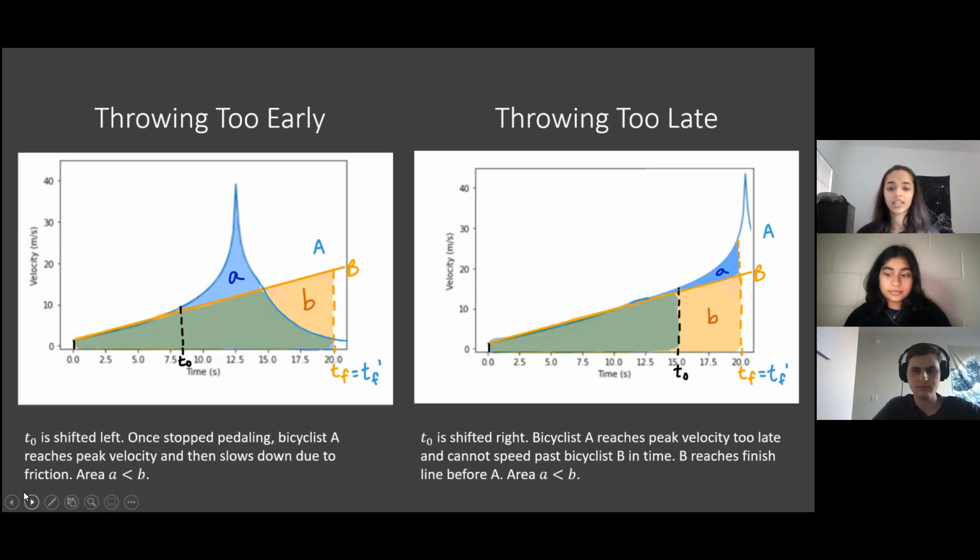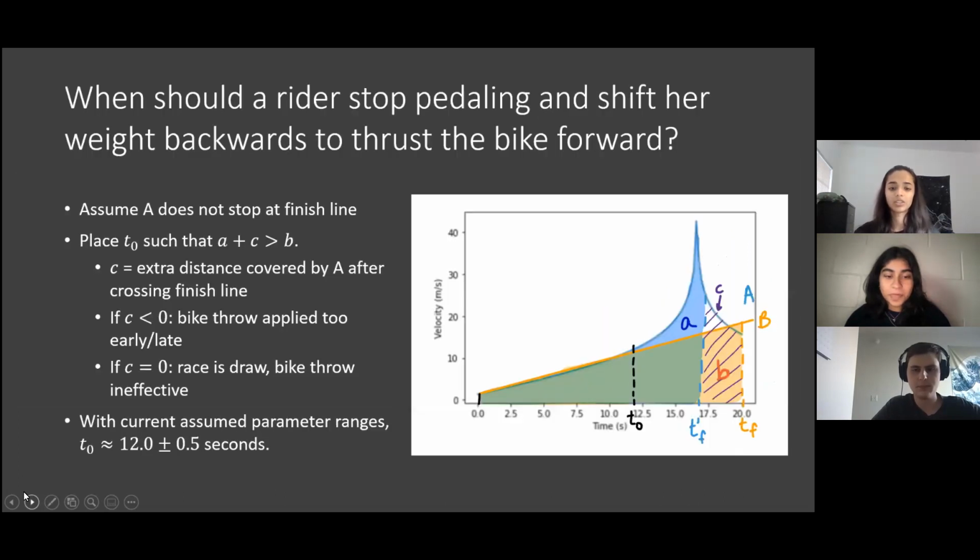In both cases, A is less than B, which means that the blue bicyclist will be unable to finish the distance before the orange bicyclist, bicyclist B, who does not do a bike throw. This will render the bike throw useless. So when should the rider shift? For the bike throw to be effective, we have to make sure that T0 is not too early nor too late. And A has to apply the bike throw such that A's finishing time is before B's finishing time.